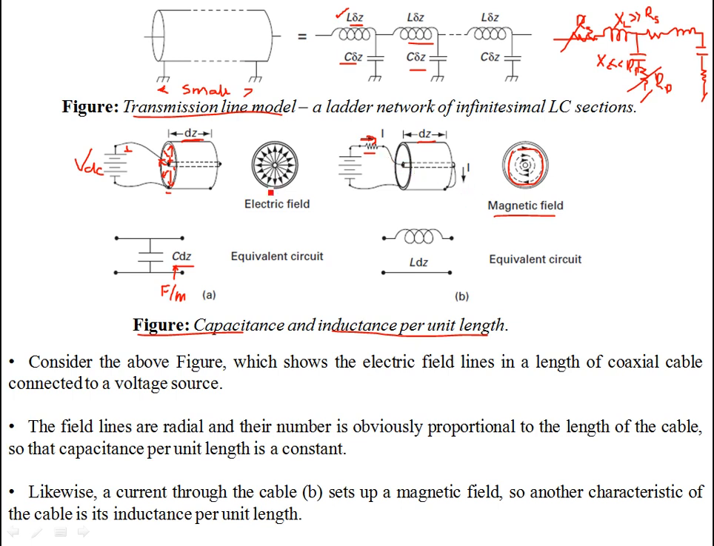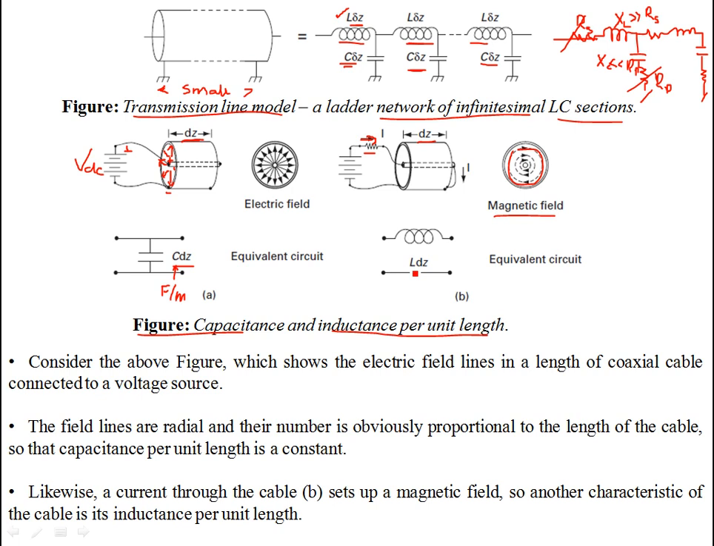Because of this magnetic and electric field, you have inductances and capacitances in a very short piece of a transmission line. This is a general transmission line. It can be a coax, it can be a parallel length of wire, it can model a microstrip line, but this is a general model that shows the distributed capacitances and inductances. The difference will be depending on the geometry; you will have different inductance and capacitance values in terms of the geometry of the transmission line. But this model is general. It's a ladder network for infinitesimally small LC sections or small transmission lines.